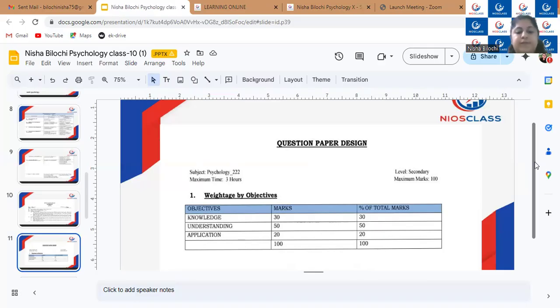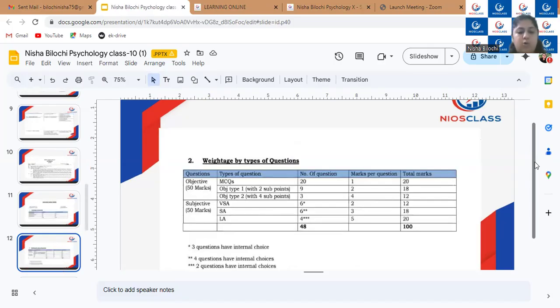So 30 marks stand for knowledge, 50 marks stand for understanding, and 20 marks stand for application. In this way, this is the weightage by objective. Now, when we talk about the weightage by type of question, NIOS is so transparent, they've given you each and every piece of information.